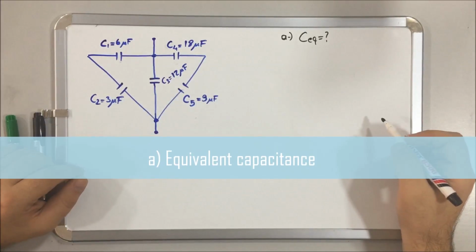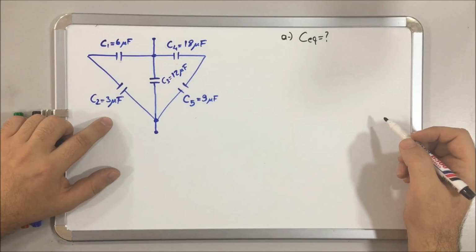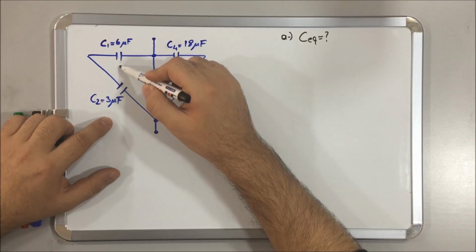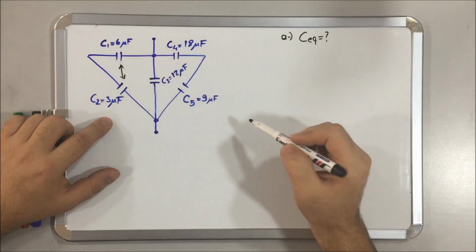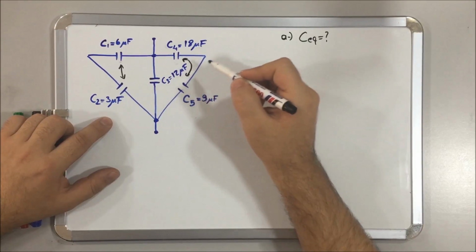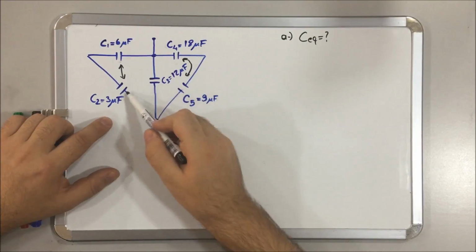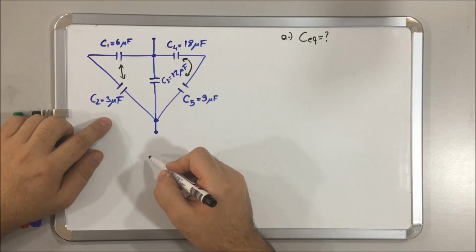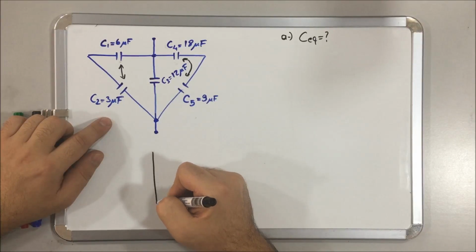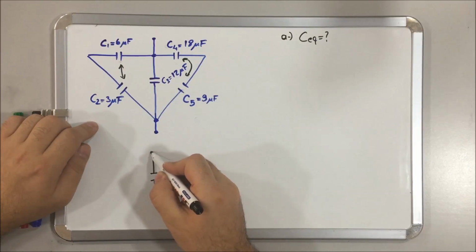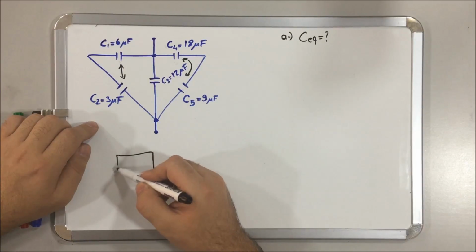Hello, welcome everyone. Part A says calculate the equivalent capacitance. These two capacitors are in series with each other, and these two capacitors are in series with each other, and these are all parallel to each other. We can redraw it if you want. It will be like that.